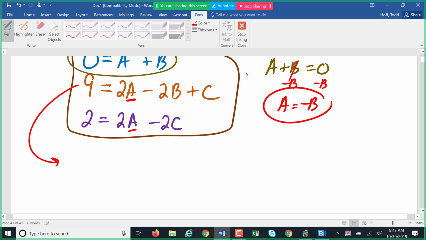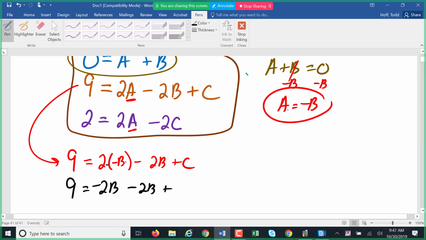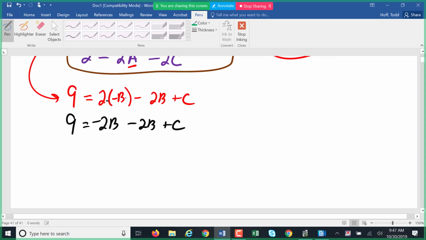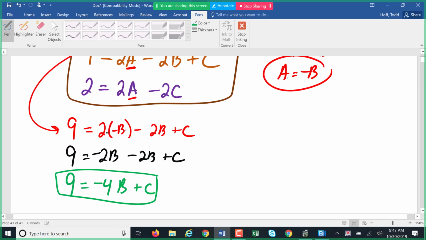So this top equation here becomes 9 equals 2 times negative b minus 2b plus c. 2 times negative b is a negative 2b, minus 2b plus c. And I'm going to combine the negative 2b and negative 2b. This is negative 4b plus c. So there's one equation in two variables.